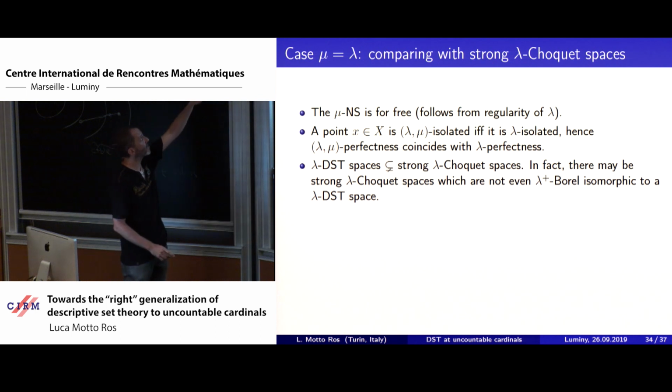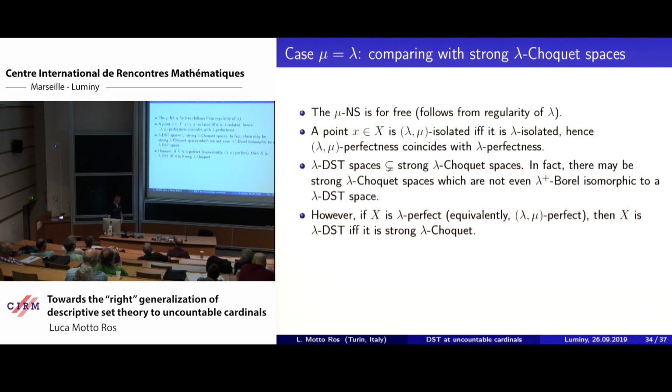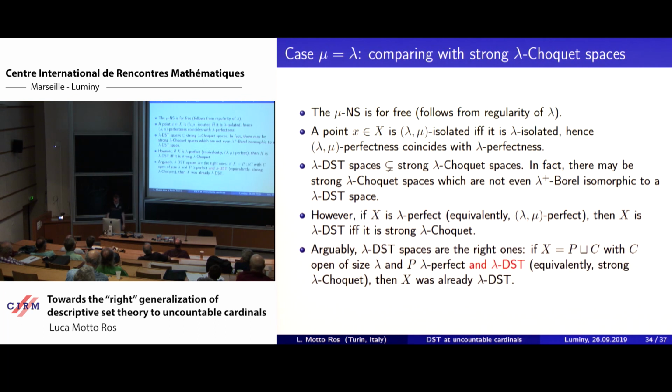But in general, our class of spaces is a proper subset of the class considered by Koszmider-Schlicht. And in a strong sense, there are spaces which are strong kappa-Choquet and they are not even lambda-plus Borel isomorphic to our spaces. So they were considering more spaces, but if you just work with perfect spaces, then nothing has changed. The point is that they had problems just in this part of the isolated points, and we managed to solve it essentially. In the perfect case, it was already the good definition.